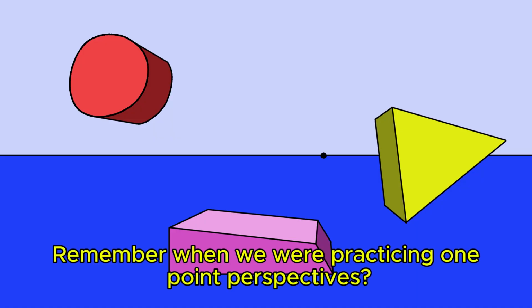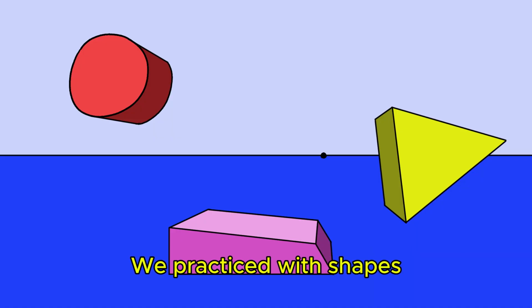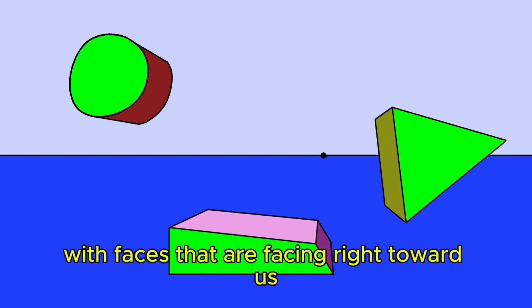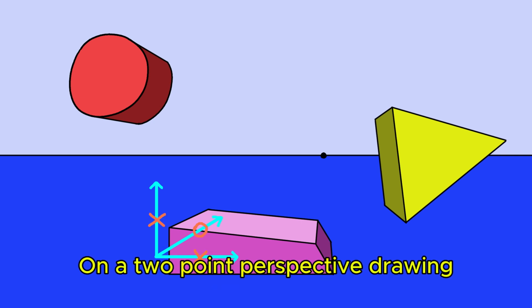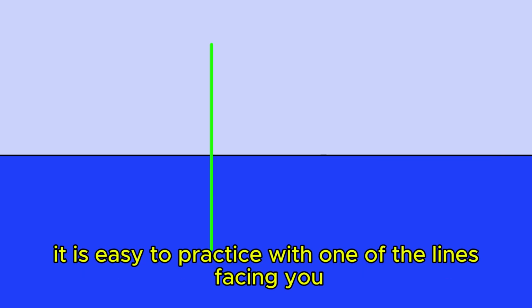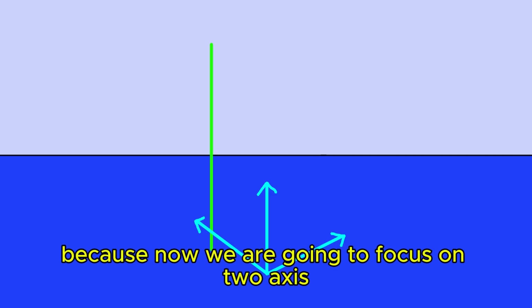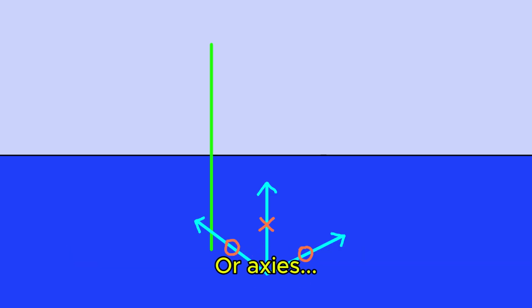Remember when we were practicing 1-point perspectives? We practiced with shapes with faces that are facing right toward us. That is because we were focusing on just one axis. On a 2-point perspective drawing, it is easy to practice with one of the lines facing you because now we are going to focus on 2 axes, or axes, or whatever it is.